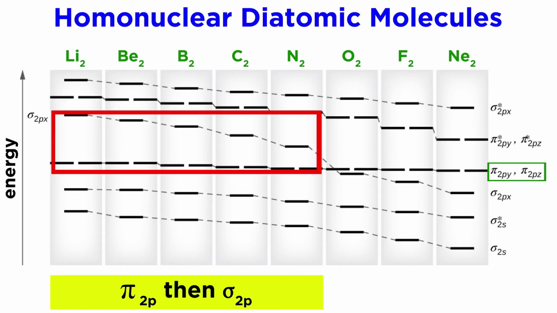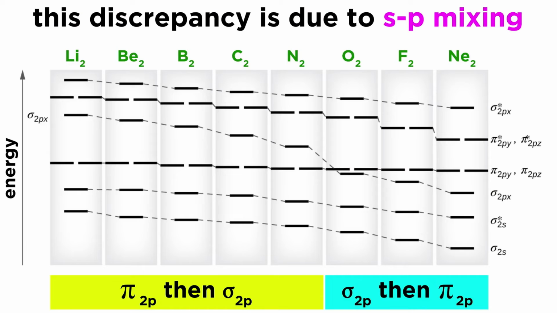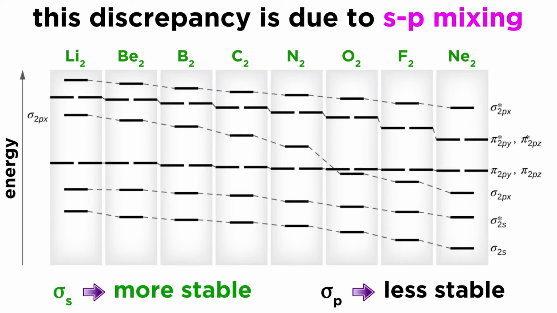On the left, the pi 2p bonding orbitals are lower in energy than the sigma 2p bonding orbital, but on the right, the sigma 2p bonding orbital dips below and thus will be filled first. This discrepancy is due to a phenomenon called sp mixing, which influences the energies of these molecular orbitals. This happens when the sigma s and sigma p wave functions combine in such a way that the sigma s orbital becomes more stable and the sigma p orbital becomes less stable.